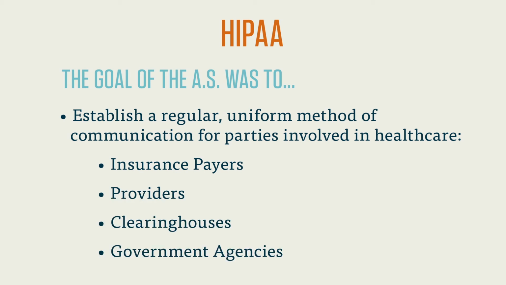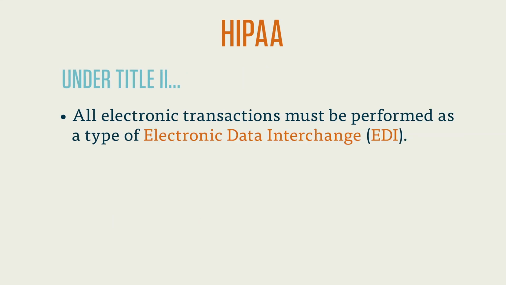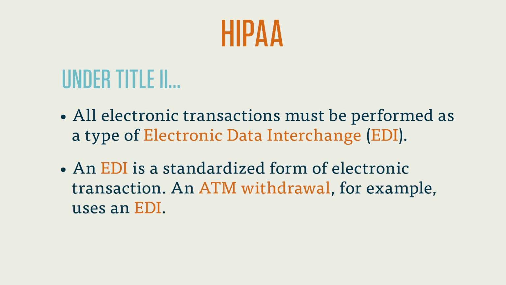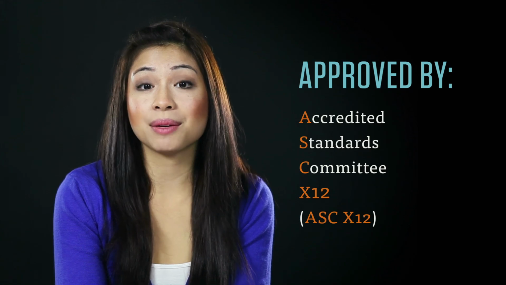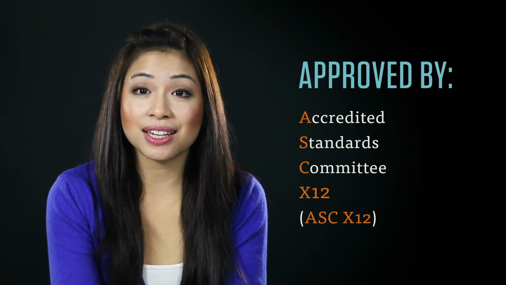All bodies covered by HIPAA, and this includes most providers and payers, including Medicare and Medicaid, must adhere to these standards of transactions. Under Title 2, all electronic transactions must be performed as a type of electronic data interchange, EDI. An EDI is a standardized form of electronic transaction. It's widely used in all types of commerce. An ATM withdrawal, for example, uses an EDI. For healthcare transactions, providers and payers must use the EDI approved by the Accredited Standards Committee X12, ASC X12.